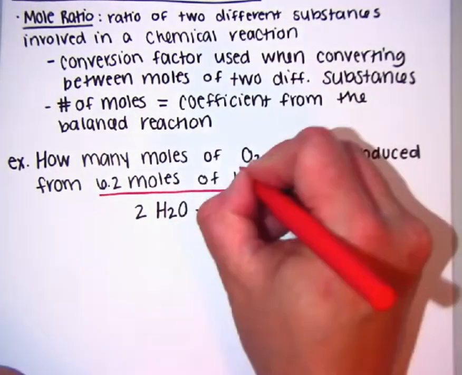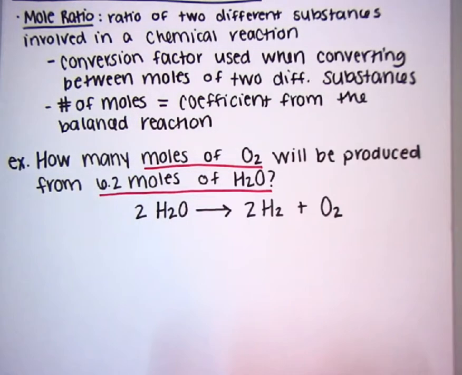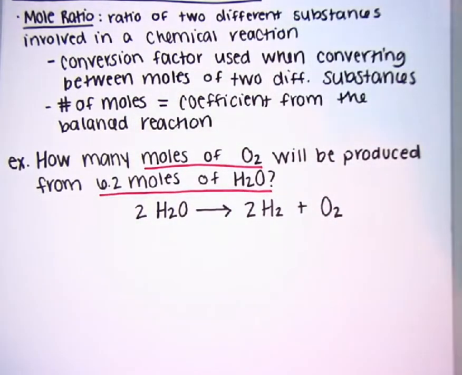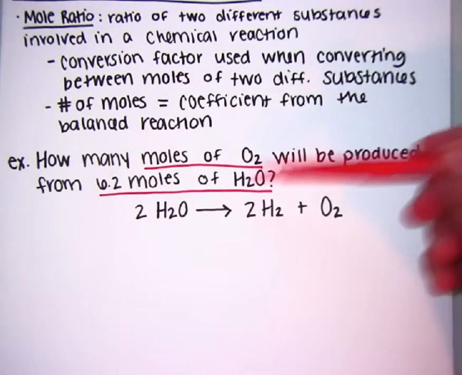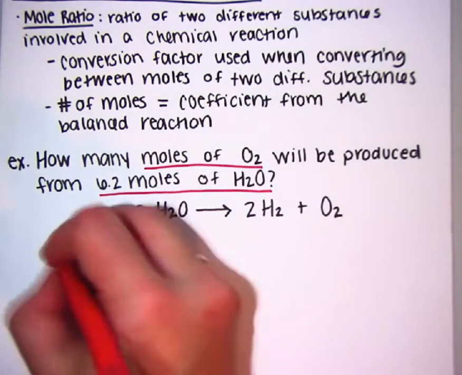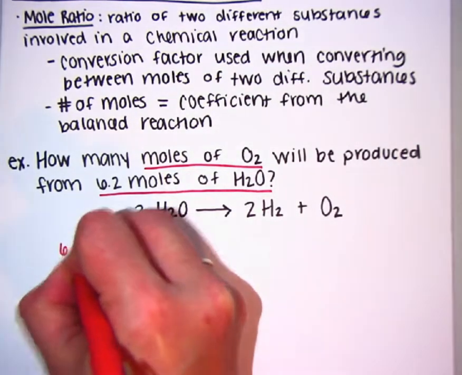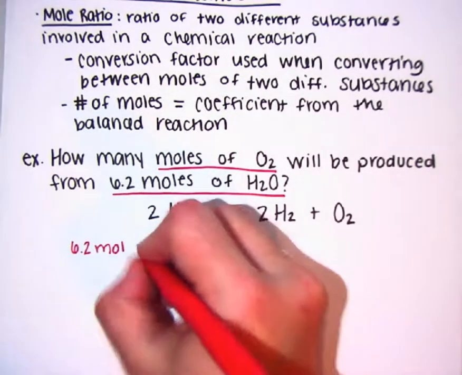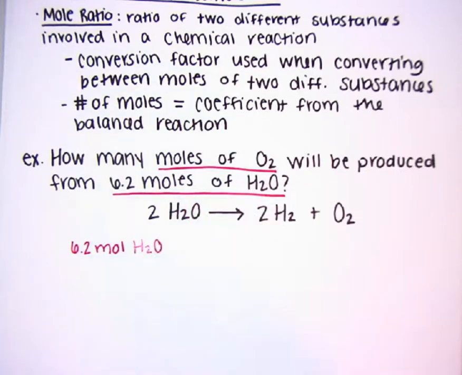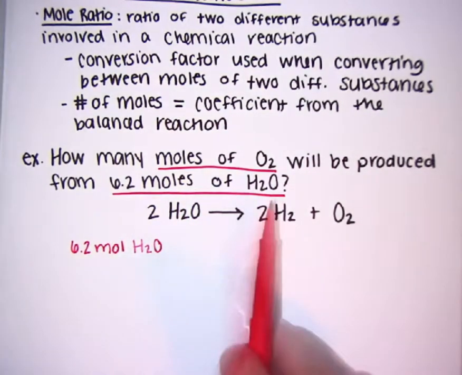We are given water, but we're solving for oxygen. Anytime you're converting between 2 different substances, you need a mole ratio. It's kind of like comparing apples to oranges. We need a conversion factor to make sure we're comparing the correct substance. So just like all of our other conversions, always start with the given. So we are given 6.2 moles of H2O.